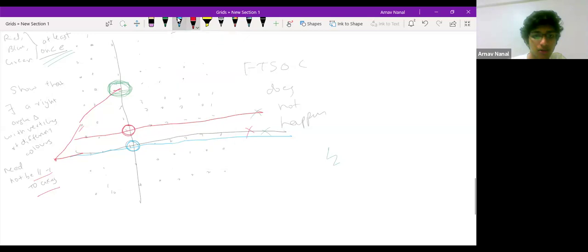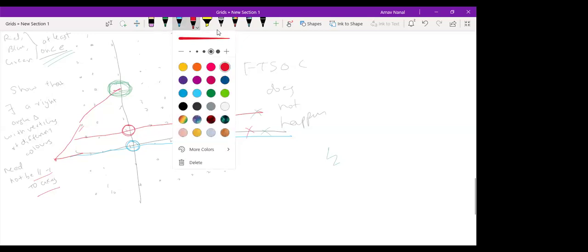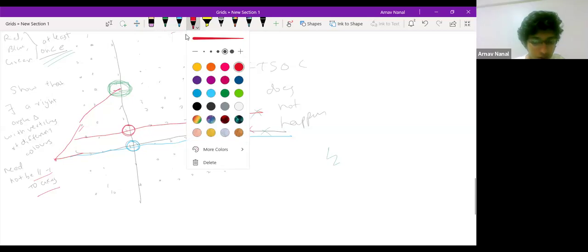Are we dealing with lattice points or all points in the plane? We only have lattice points. Okay.